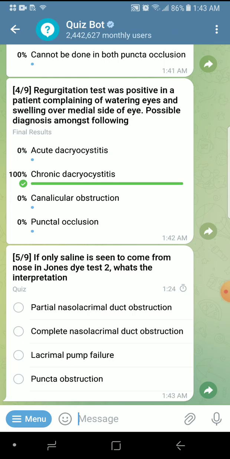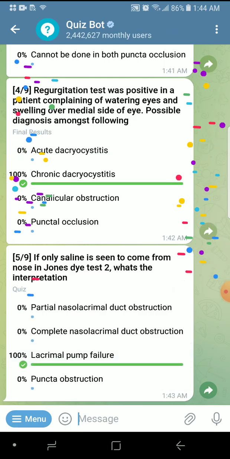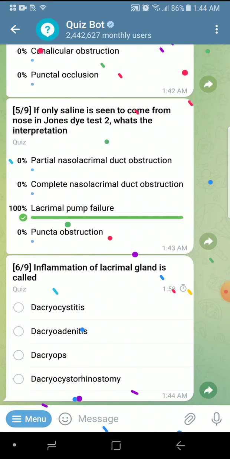Pump failure means the orbicularis is not functioning. Means the dye is not able to suck into the system because the pump is not functioning. But in Jones test 2, you are putting the saline directly into the canaliculi. So only saline will come. The dye is not able to suck into the system. That's why C is the answer over here. In puncta obstruction, nothing will come, of course. But in pump failure, the dye is not able to suck into the system and saline is given directly into the canaliculi. So only saline will come.